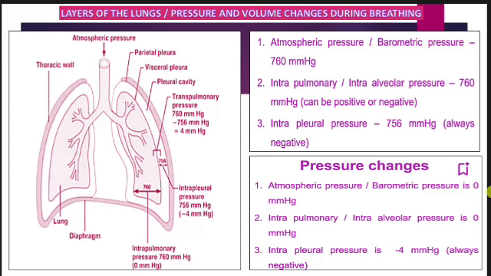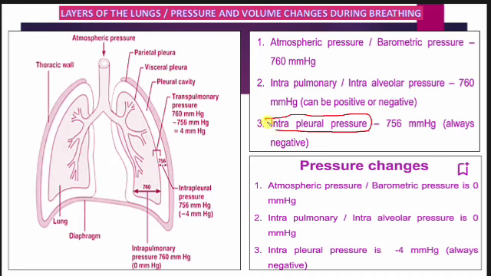All right. The next pressure we have here is the intrapleural pressure. Intrapleural pressure is the pressure inside the pleural cavity. Intrapleural pressure. The pressure that is inside the pleural cavity. So this pressure here is known as the intrapleural pressure.